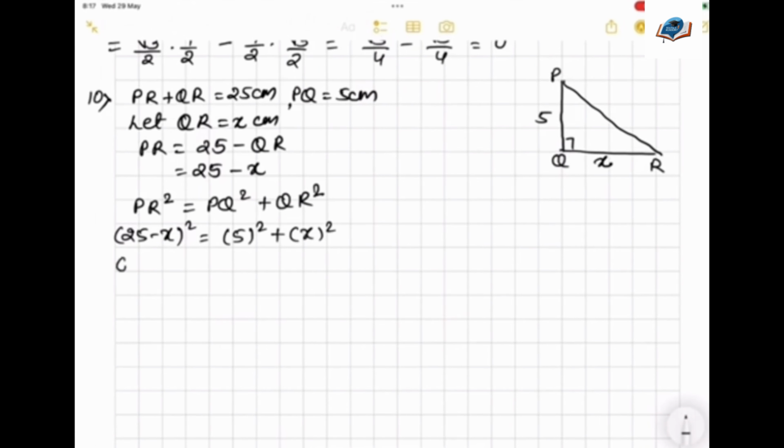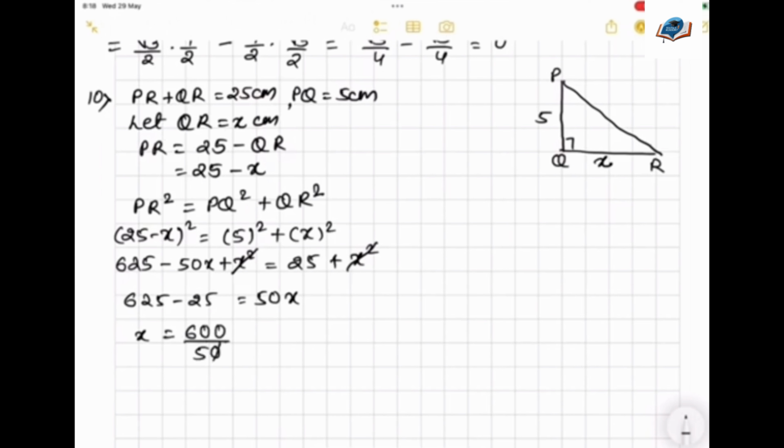So 25 minus x whole square will be 625 minus 50x plus x square equal to 25 plus x square. So x square got cancelled. 625 minus 25 equal to 50x. So x equal to 600 upon 50. So 0 cancel, 5 12s. So x equal to 12 centimeter. So if x is 12 centimeter, QR will be 12 centimeters. So PR equal to 25 minus 12, so that will be 13 centimeter.